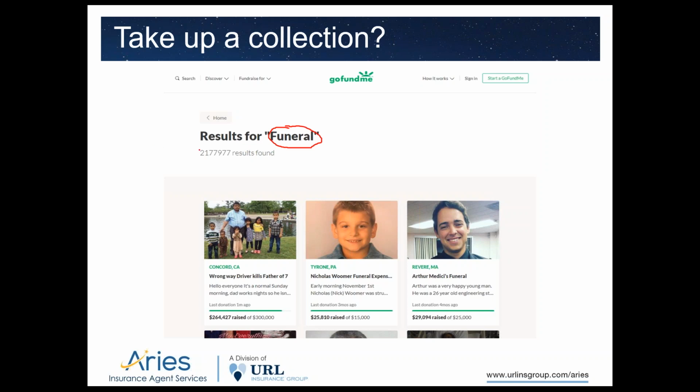for a funeral. Now, a couple of weeks ago, I did this, and I don't know if you recognize this number. That is 2,177,977 people looking for money for a funeral. Over 2 million people have set up a GoFundMe account to pay for a funeral.